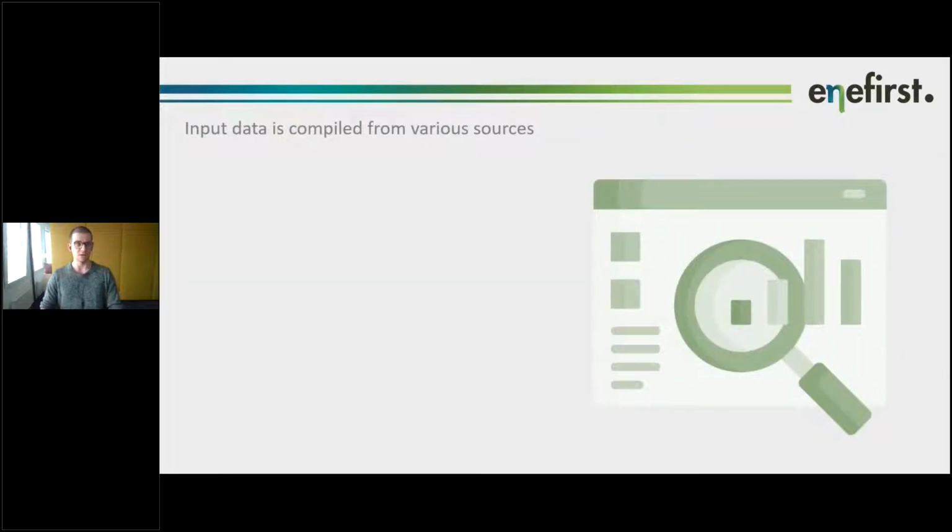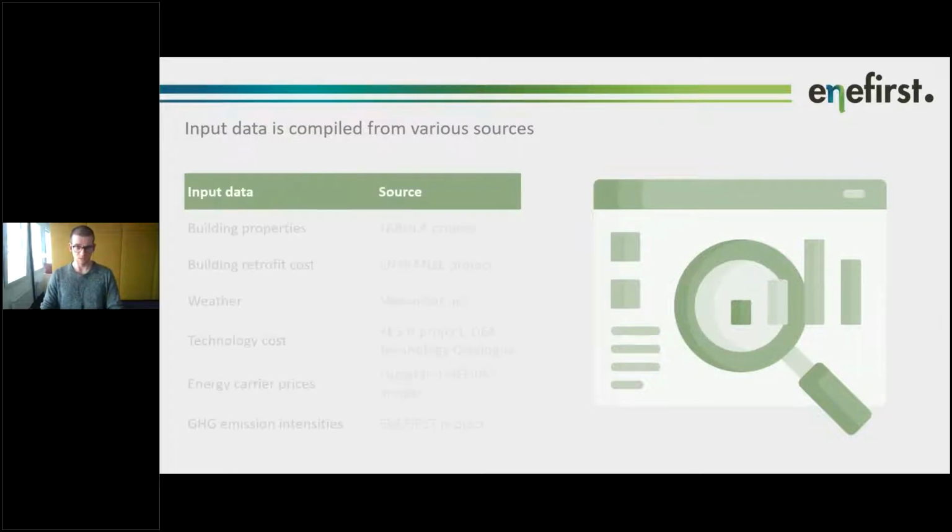Some quick notes on the input data. There's some default data included in the model, but we used dedicated data for single items. Building properties are based on the 2013 Tabula project. Retrofit costs are based on the Entranze project, which is also a couple of years old, but we use construction price indices to refer the cost data to the year 2022.